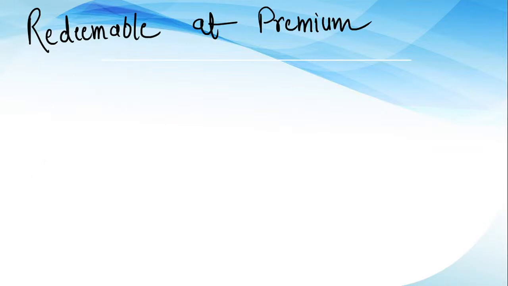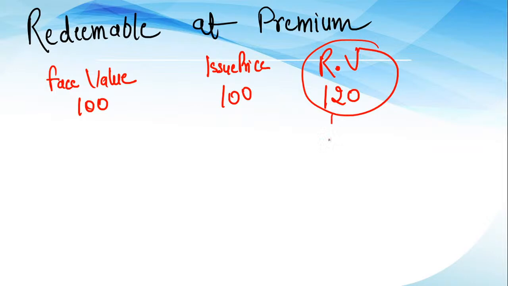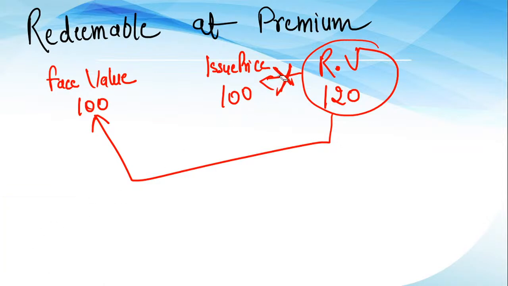So please pay attention, ladies and gentlemen. The face value is 100 rupees. The issue price is also 100 rupees. They are issued at par. But the redemption value, the redeemable value, is 120. So first of all, please note this down, that we will always compare the redeemable value with the face value. Don't compare the redeemable value with the issue price. We will compare the redeemable value with the face value.